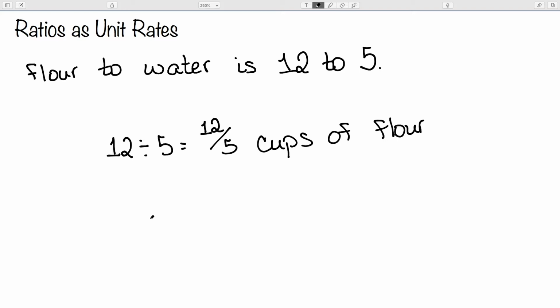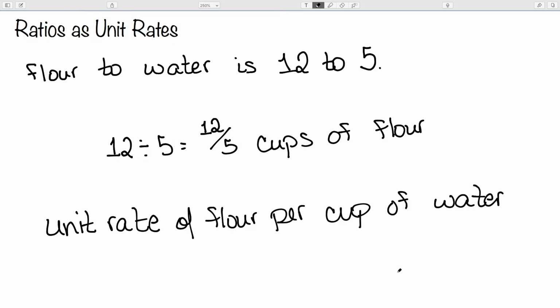So this way of thinking about the ratio 12:5 of flour to water is naturally associated with the fraction 12 over 5. This is going to tell us the number of cups of flour per cup of water. So this is known as the unit rate of flour per cup of water.